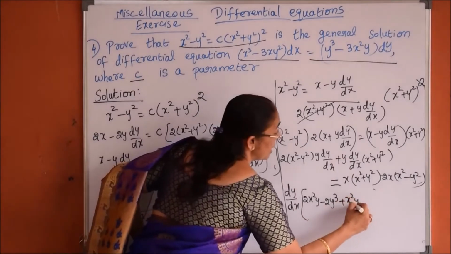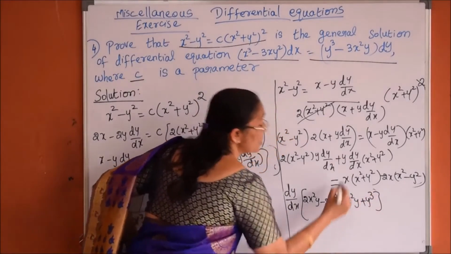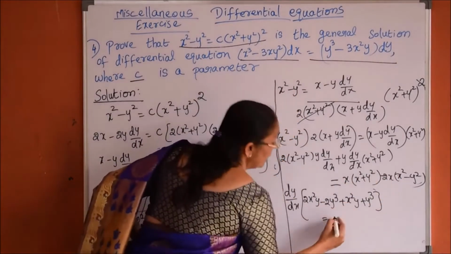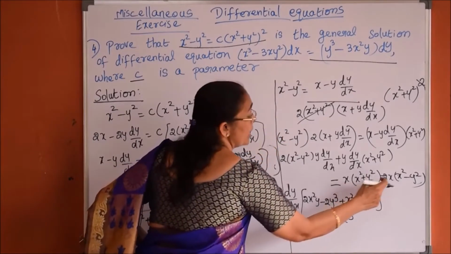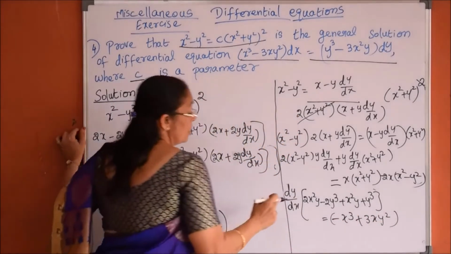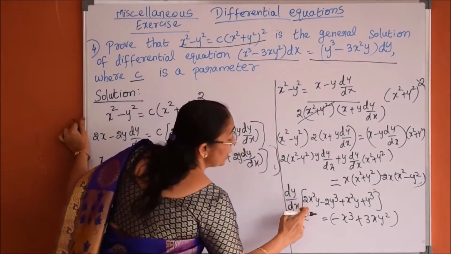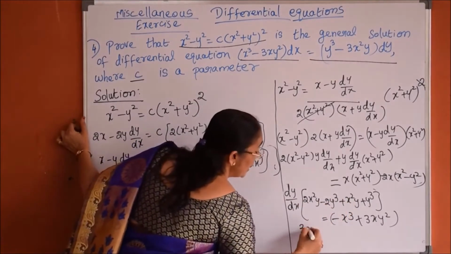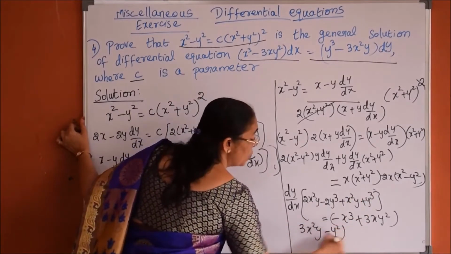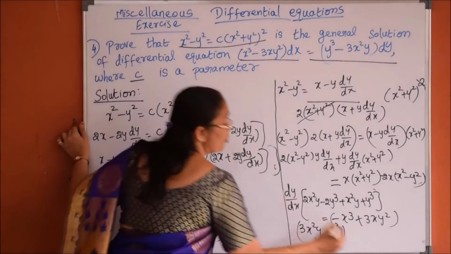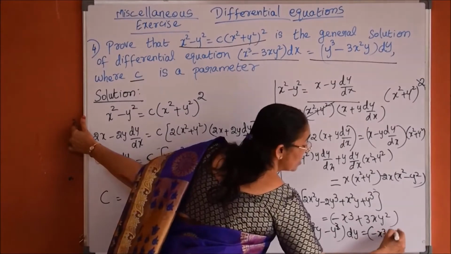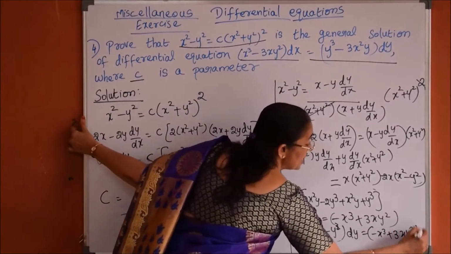Now taking the dy/dx term common outside here, dy/dx of (2x²y − 2y³ + x²y + y³) is equal to, here simplification, x³ − 2x³. So you will get −x³, plus 2xy² plus xy², giving 3xy². Now this term 2x²y plus x²y will get 3x²y, and −2y³ plus y³ will get −y³, of dy. Let me take dx this side, is equal to (−x³ + 3xy²) dx.